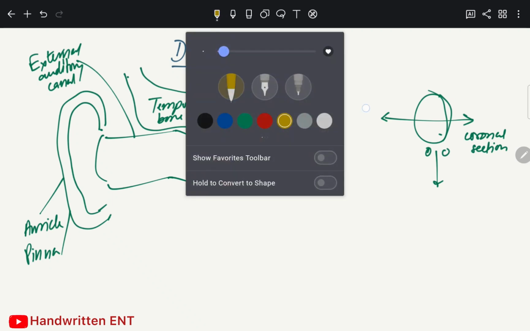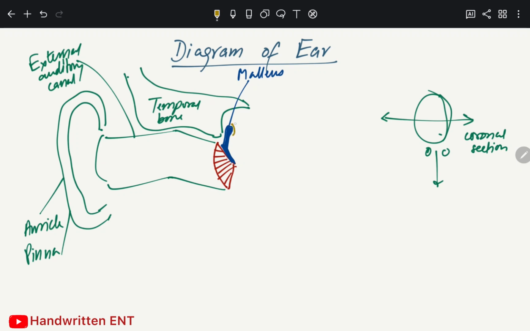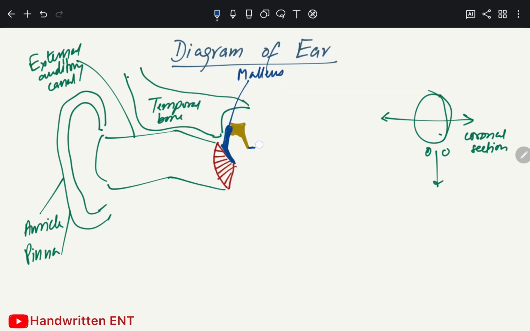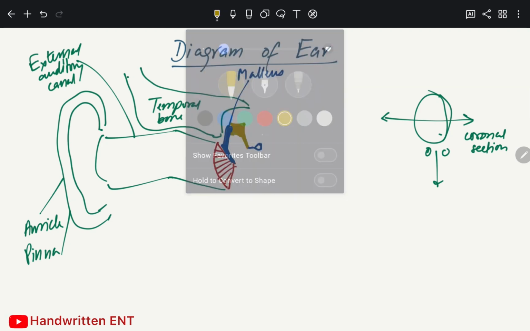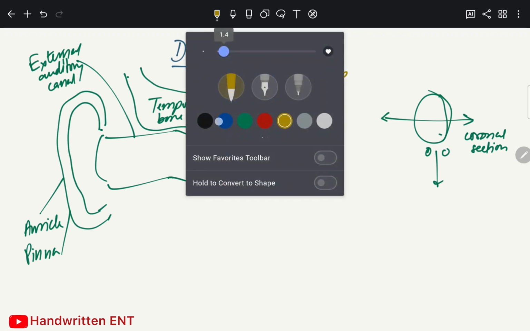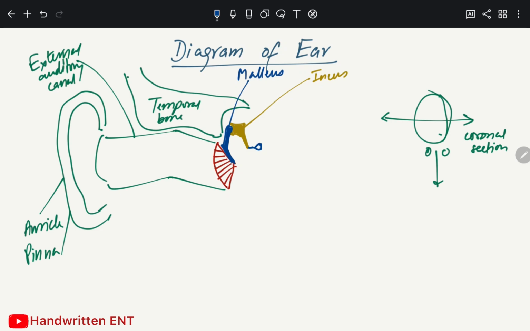Attached to the malleus, in its medial aspect, we have the incus. So this is the incus, and attached to the incus in its medial aspect, we have the stapes. So this is the stapes. Let me mark it for you. So this is the incus, and this bone to the right of the diagram of the incus is the stapes.